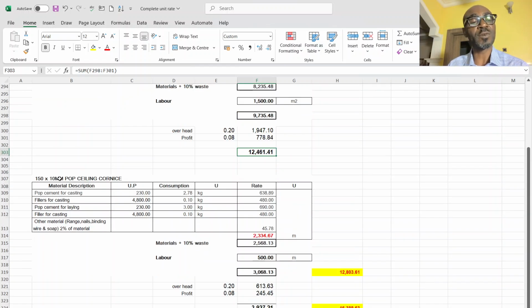12,461. Then for the Cornice, mind you, we have different types of Cornice: Cornice of 200, Cornice of 150, Cornice of 100, Cornice of 300, depending. But in this case, we are looking at Cornice of 100 wide by the same thickness of 10 mm thick. So, and these are the consumption of material to mold 1 meter.